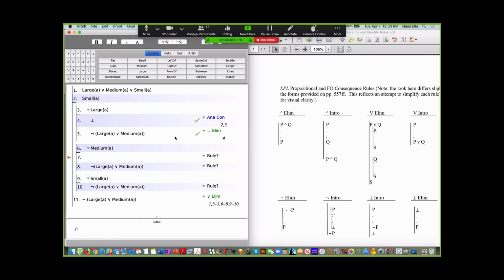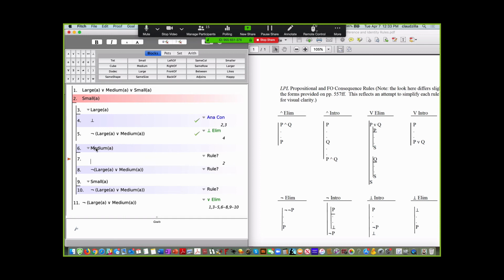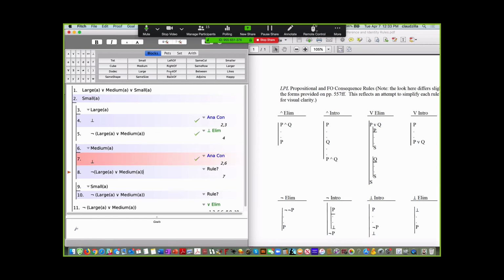And then we move on to doing the same thing at line 7 as we did at line 4. A can't be both small and medium. Oops, sorry, it's an AnaCon. By the way, are you noticing that when you have these successive subproofs, you've got mirrors? One subproof mirrors its partner, if you will.